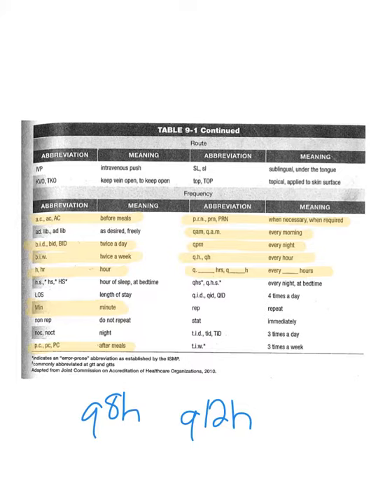So on next week's quiz, it will be given like that, where I'll say Q8H, Q12H, and you would have to write that in as every 8 hours. Or every 12 hours.